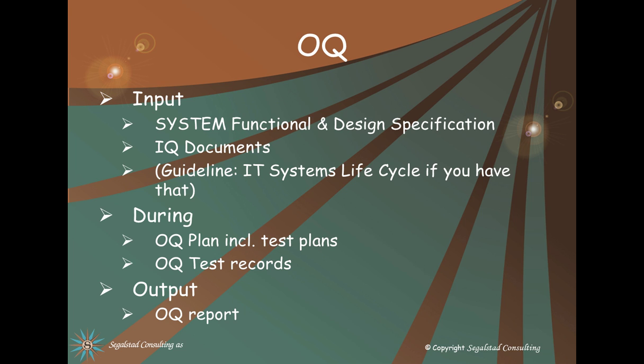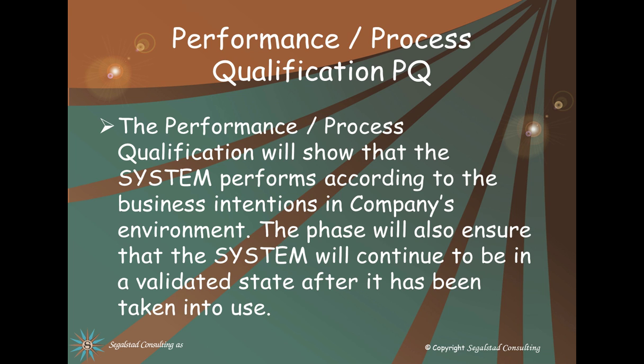The input to the OQ phase is the system functional and design specification, the IQ documents. If we have a guideline, we will have that. What we do during the OQ phase is to have plans, including the test plans. We have the test records, and the output is the OQ report.